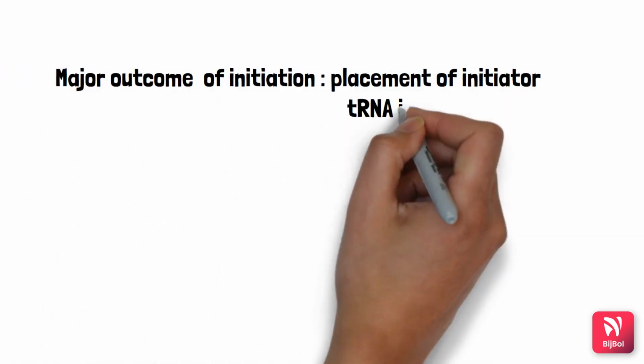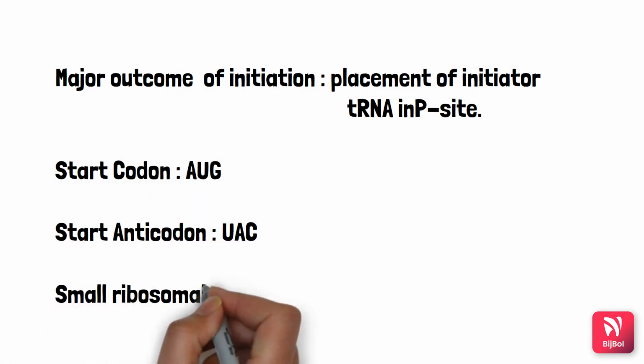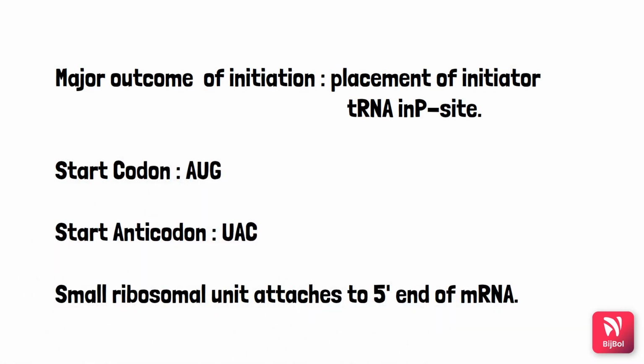So what is a major outcome of the initiation? It is the placement of the initiation tRNA in the P site. So first of all, the tRNA has to come and bind on the P site of the ribosome. And the start codon is the AUG, and the start anticodon against this is UAC. Now where does the small ribosomal subunit attach? It attaches to the 5' end of the mRNA.